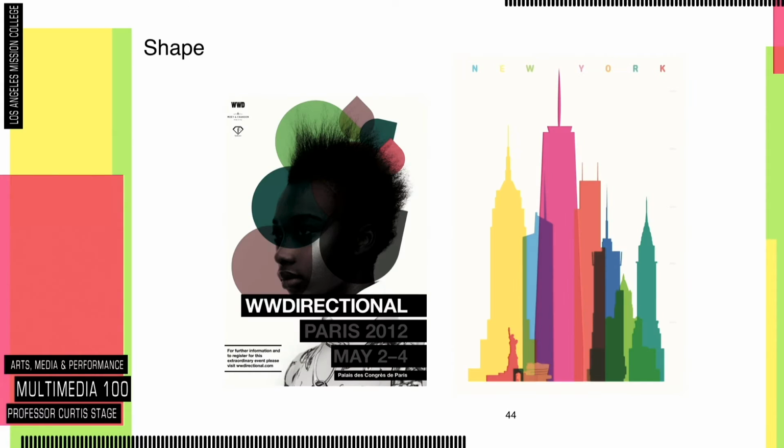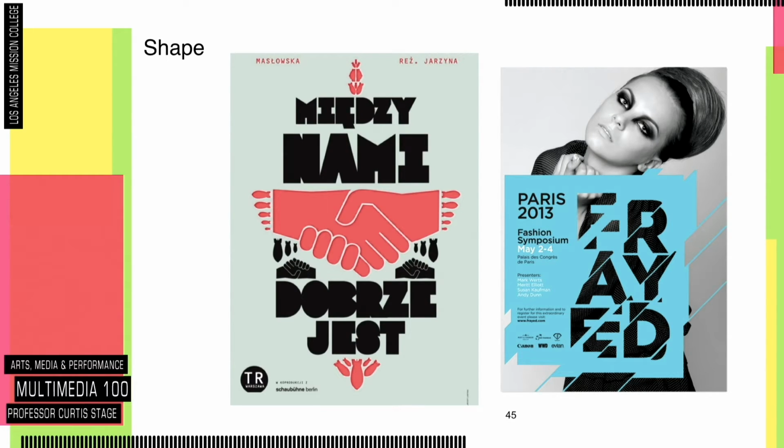So the next element we're going to talk about is shape. There's multiple shapes that we have to think about. We've got organic shapes, and when I say organic, I'm not talking about organic like produce. I'm talking about things that we'd see in nature. We've got abstract shapes, and we've got geometric shapes. So we've got abstract shapes, geometric shapes, and organic shapes. I want you to think about those three shapes, and we see them all around us.